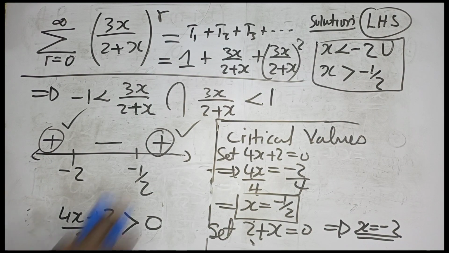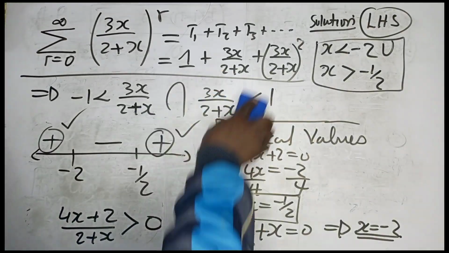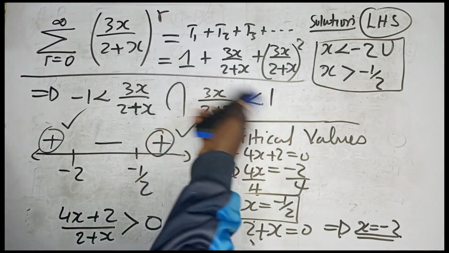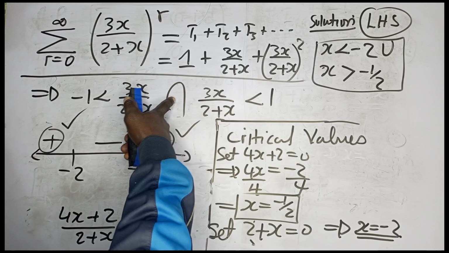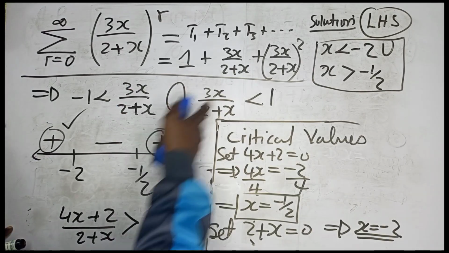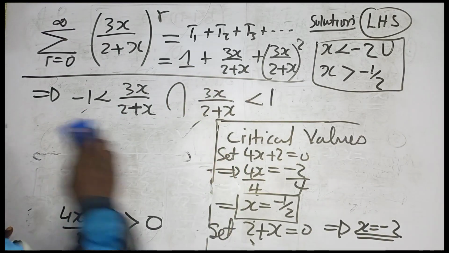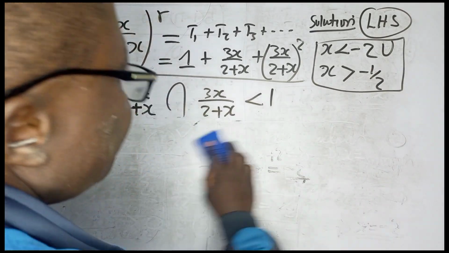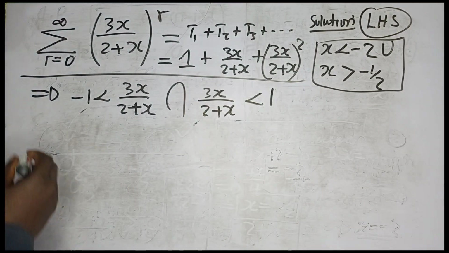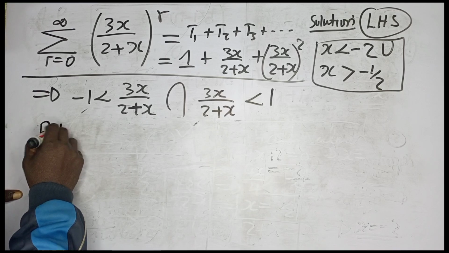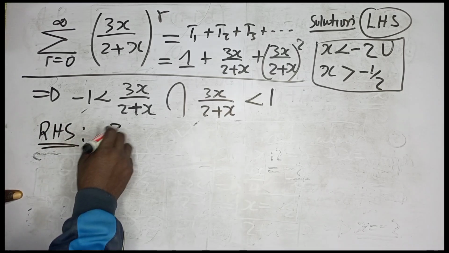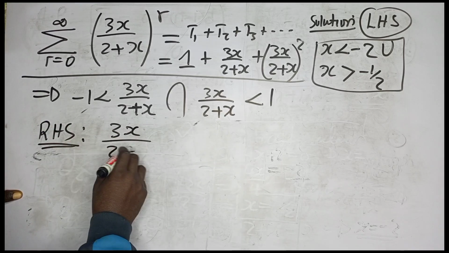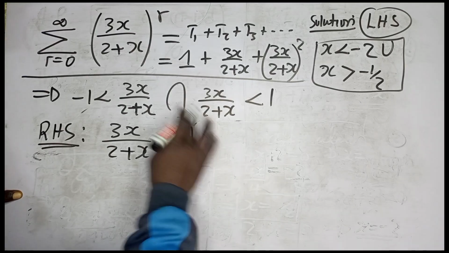Now let's consider this right hand, or we'll call this right hand. We're just saying right hand with respect to the intersection. All right, let's take this other inequality and analyze. Now let's call it right hand side. Inequality 3x all over 2 plus x less than 1.